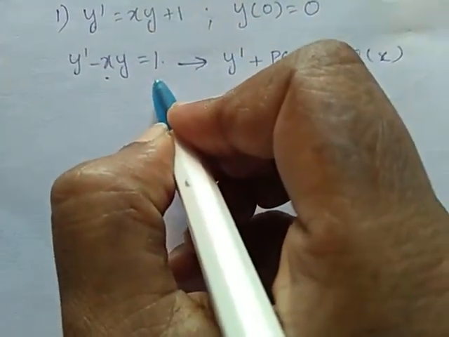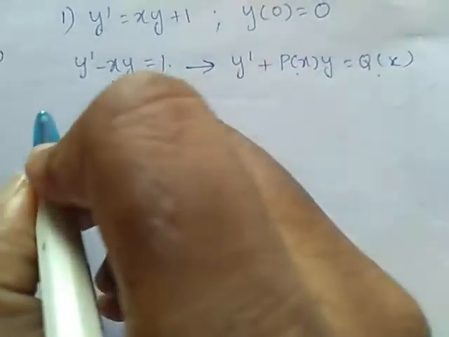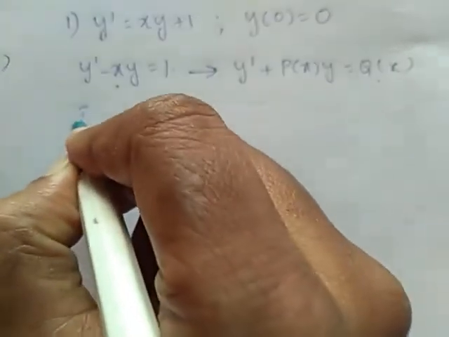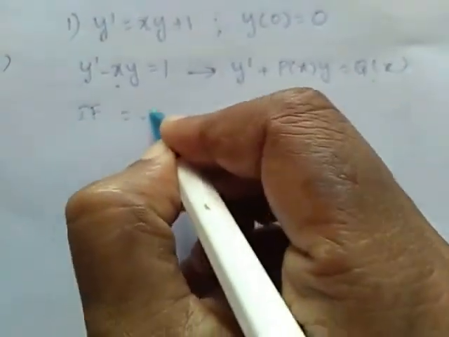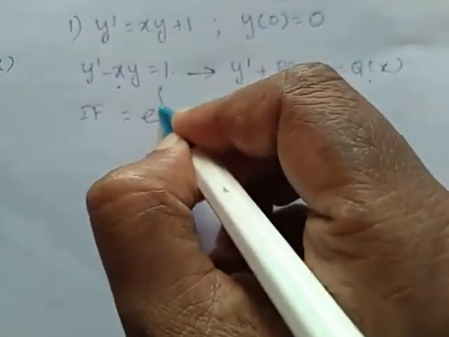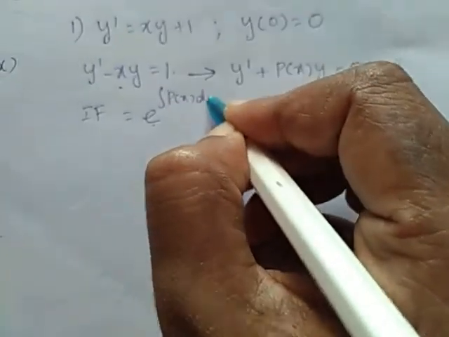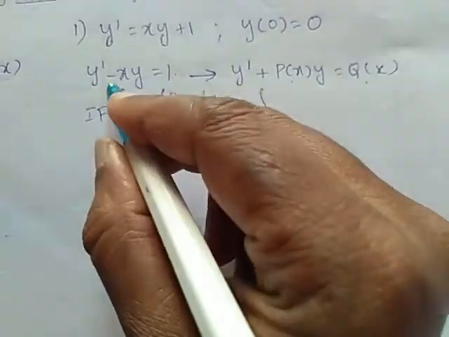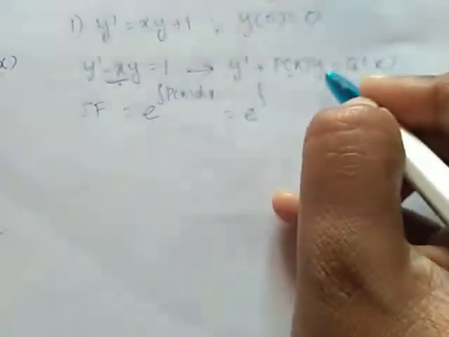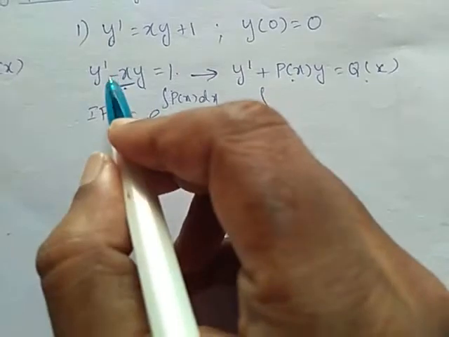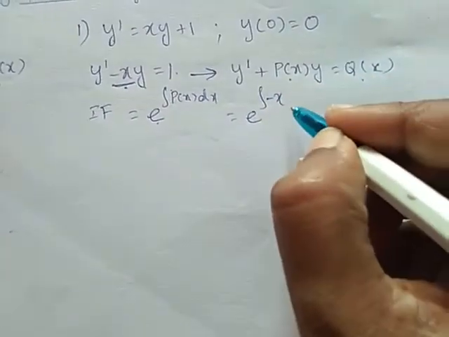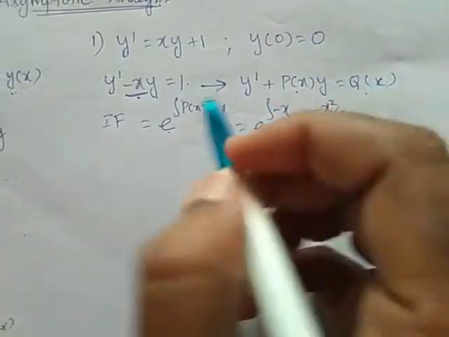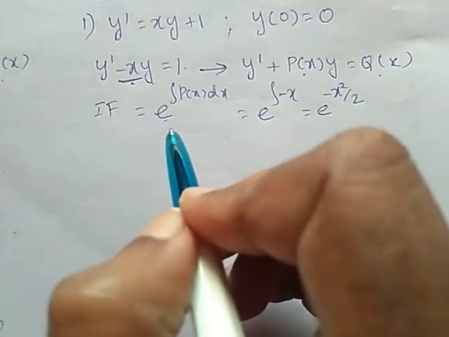So we have to find the integrating factor for this. So what is our IF? Using the formula e power integral of p of x dx. So what is the integral of p of x? P of x is the coefficient of y. Coefficient of y is minus x. So we will get e power minus x square by 2. So this is our integrating factor.